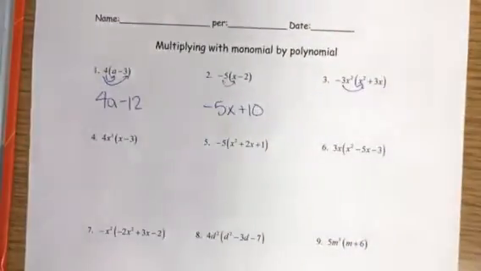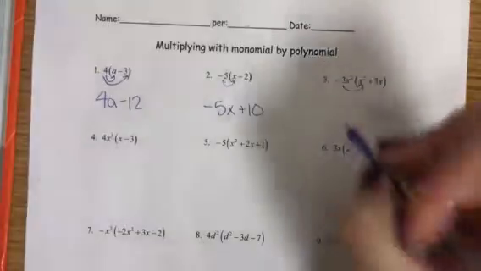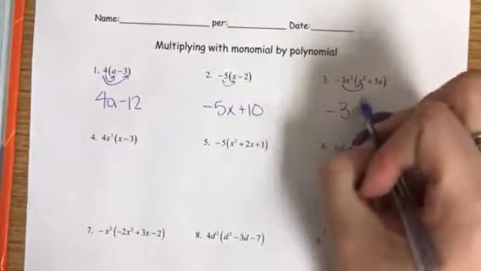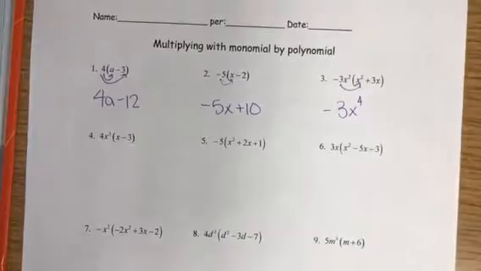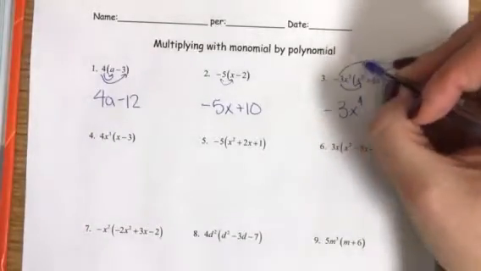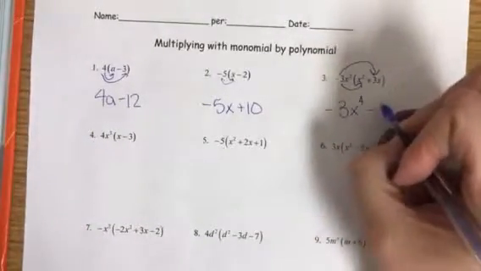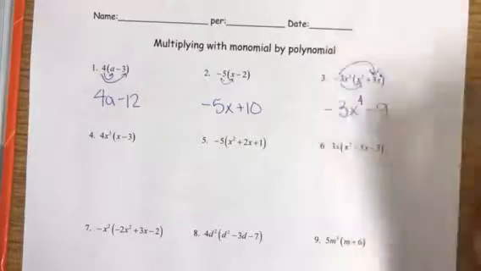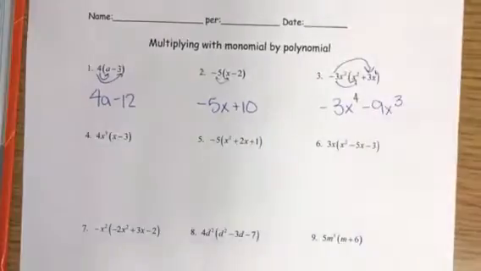Number 3, negative 3x squared times x squared will give us a negative 3x to the 4th, right? We're adding those exponents. A negative 3 times a positive 3 will give us a negative 9, 2 plus 1. Okay, so we'll get a negative 3x to the 4th minus 9x to the 3rd.